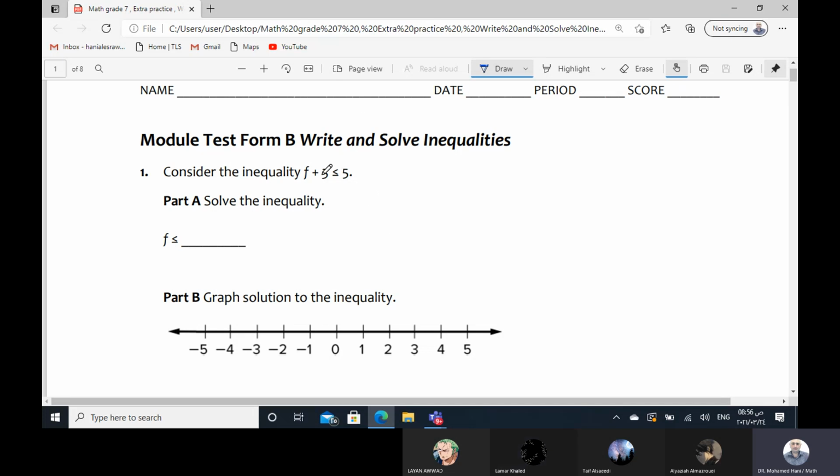Okay, good. So we can here subtract 3 from the sides, minus 3 here and minus 3 here. So minus 3 and plus 3 will be 0, remains here f. And here we have less than or equal. Then 5 minus 3 will be 2. So the answer f less than or equal to 2.